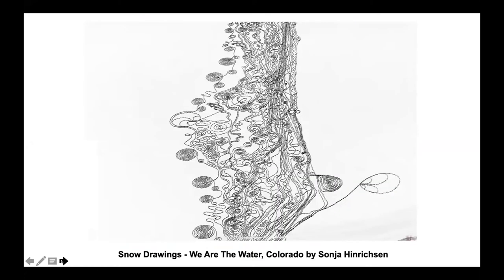This beautiful composition is actually a large scale snow drawing by Sonja Henriksen, an artist who leads teams of people into vast snow fields. This particular artwork is tracing the original flow, in an abstracted sense, of a tributary of the Colorado River, highlighting how much we've disrupted the natural historical flows of water to divert for agriculture and other uses.